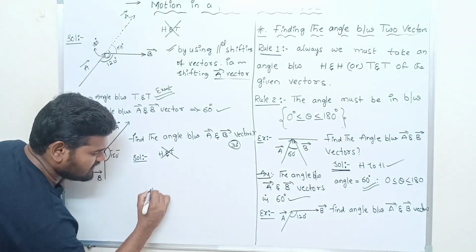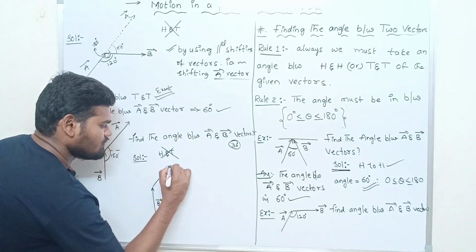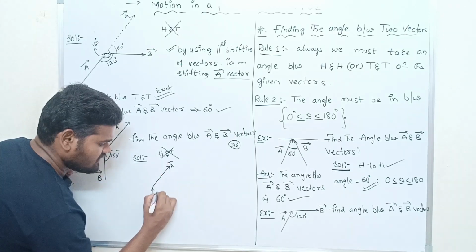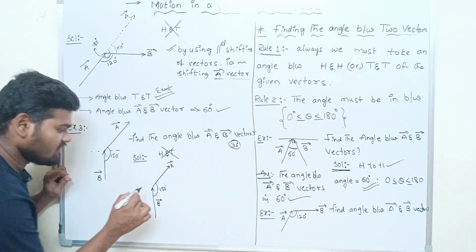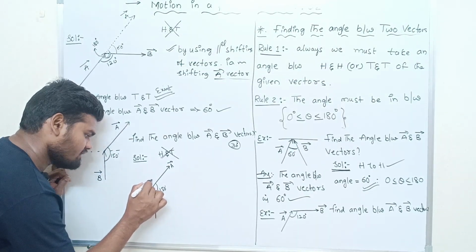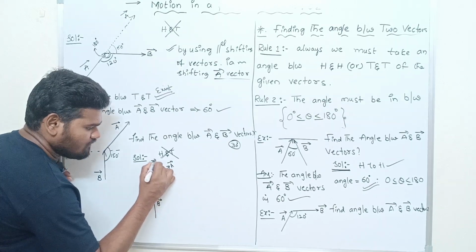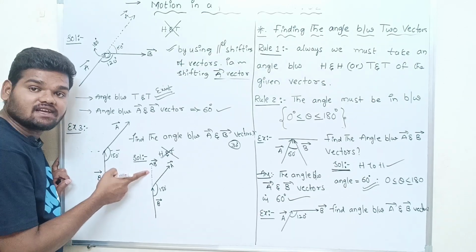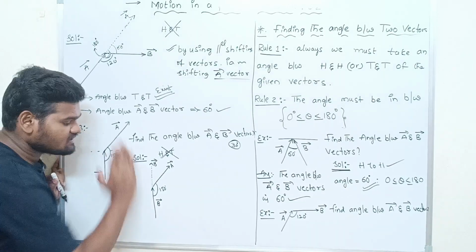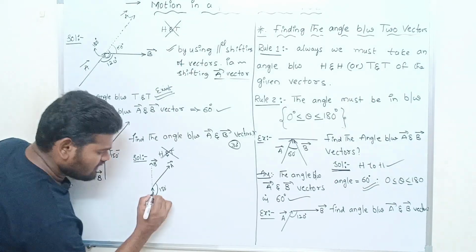So this is the given b bar vector and this is the given a bar vector. The angle between them is 150 degrees. By using the parallel shifting of vectors, I'm just shifting the b bar vector. Whenever a vector is shifted or displaced parallel to itself, its magnitude and direction do not change. Have a look.